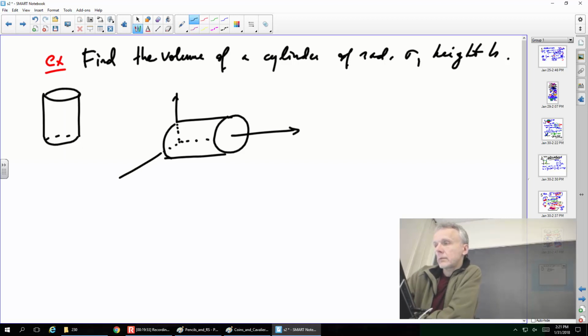Maybe like this. Okay, so that's my cylinder along the x-axis.